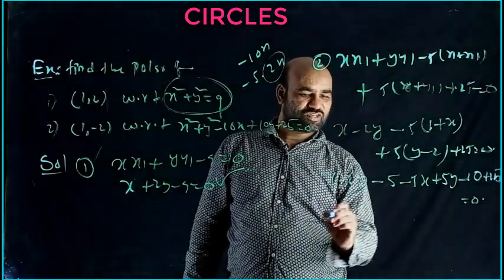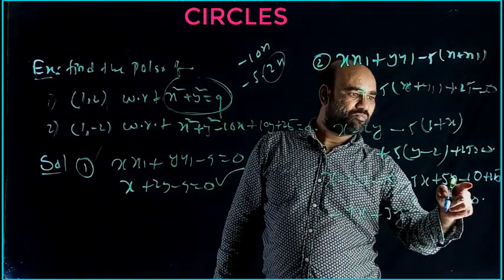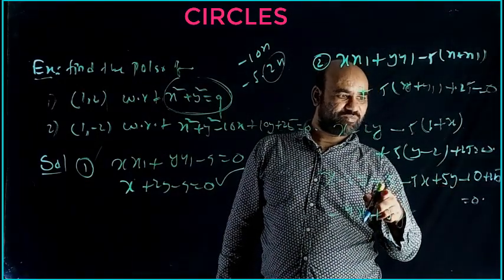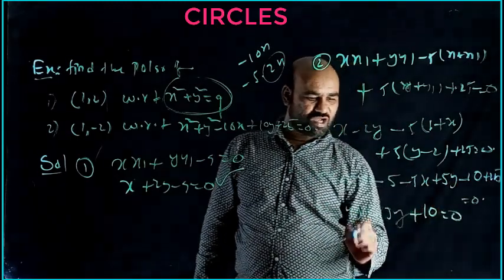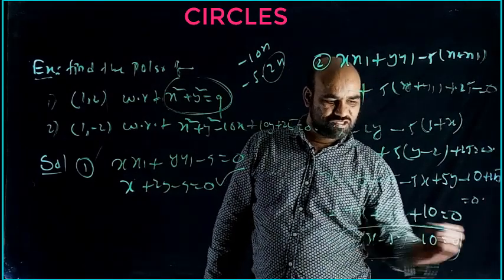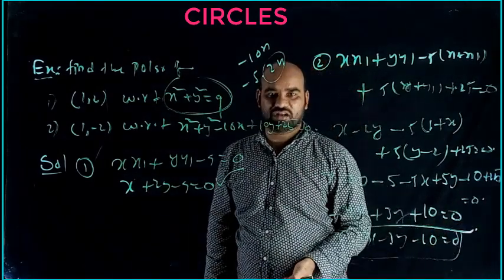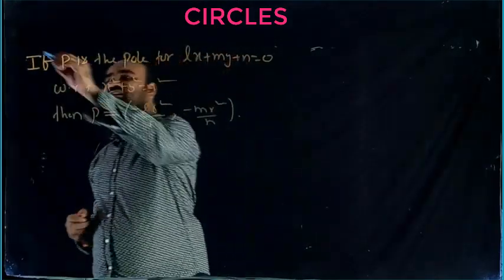Or x minus 5x is minus 4x, plus 3y, minus 10 minus 5 minus 15 plus 10 equal to 0. Or 4x minus 3y minus 10 equal to 0 is the required equation of the polar. Students, this is an important theorem.